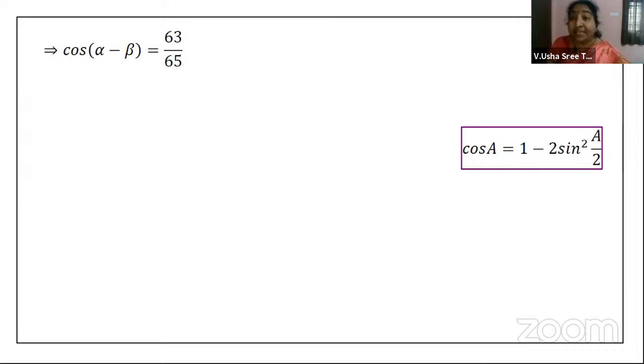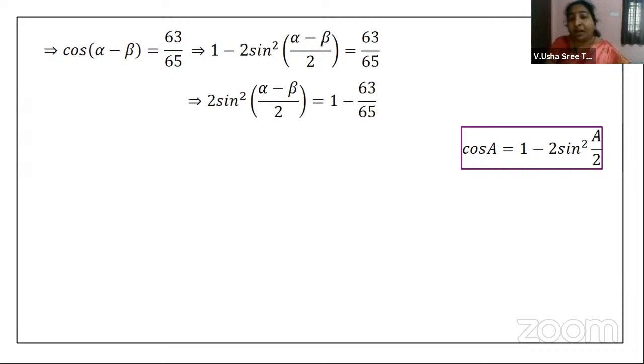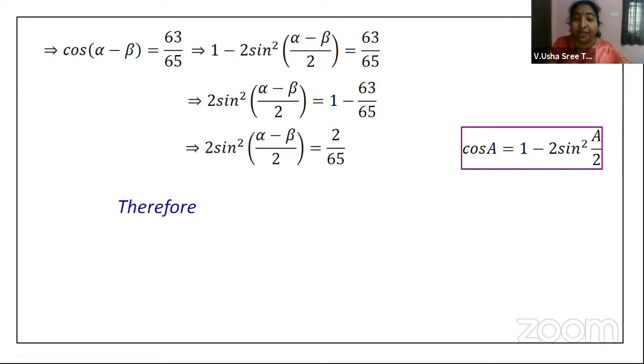So, of course, with sine square. So cos with sine, we have a formula: cos A can be taken as 1 minus 2 sine square A by 2. So we have it as 1 minus 2 sine square alpha minus beta by 2 is equal to 63 by 65. Then, by rearranging the terms, children, we will have 2 sine square alpha minus beta by 2 is equal to 1 minus 63 by 65. When we take LCM and simplify, you'll get 2 by 65. 2 on either side cancels, and you will be left with sine square alpha minus beta by 2 is equal to 1 by 65.